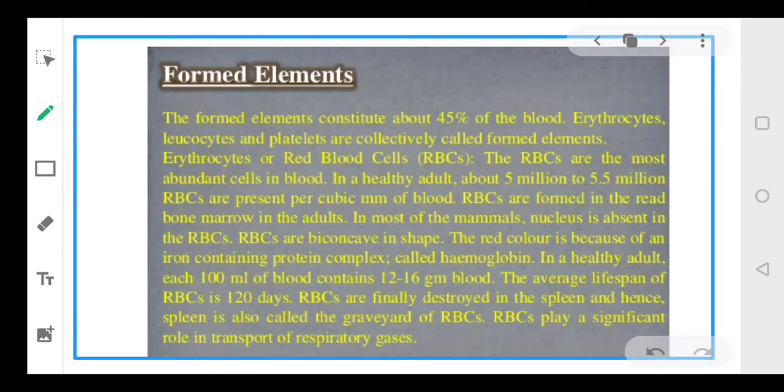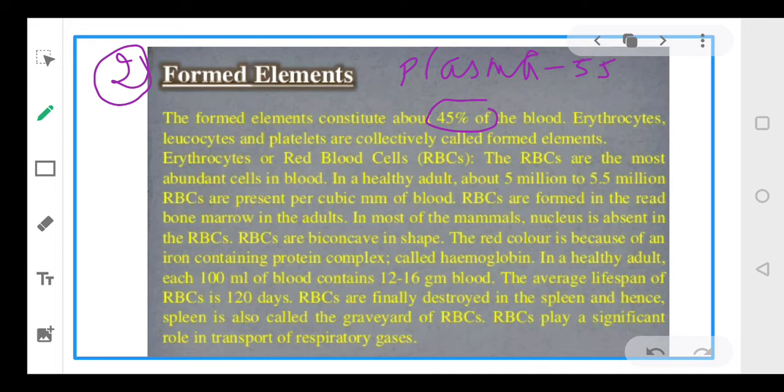Now talking about the formed elements, as I said, blood is made up of two parts. One is plasma, another is the formed elements. So formed elements constitute the second part of your blood, and they constitute 45% of the blood. Plasma is how much? That is nearly 55%. So I said earlier also that plasma will constitute 55% of the blood, and formed elements compose 45% of the blood. So total is your 100%.